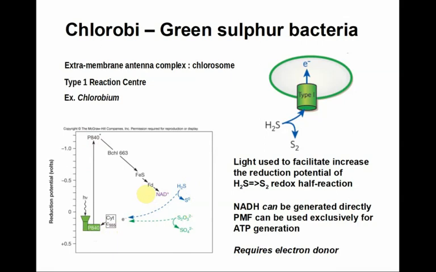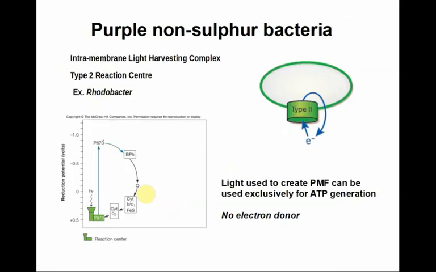So it's an advantage for these bacteria to use this system. Purple non-sulfur bacteria have a type 2 reaction center, so Rhodobacter is an example. And basically what they're doing is they're just cycling the electrons.